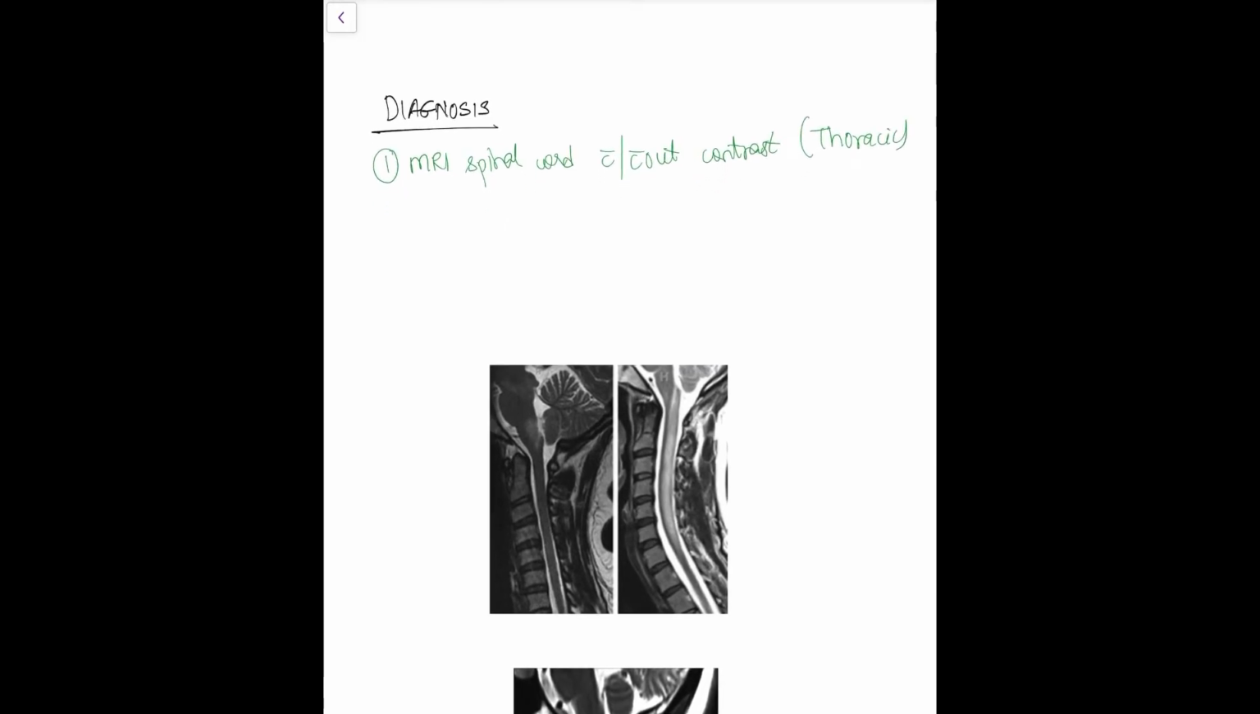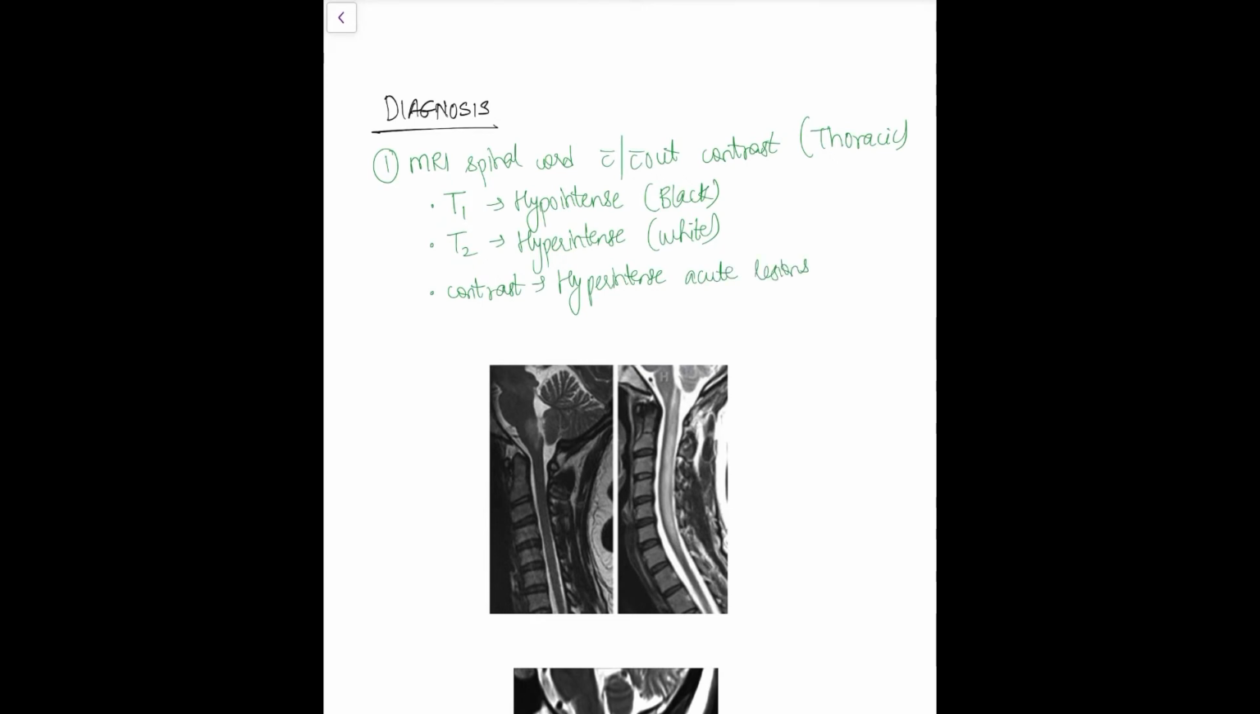And what would you see on an MRI? On a T1 image, you would see a hypointense lesion. Hypointense on T1. On T2, you will see a hyperintense lesion. And with contrast, you can see hyperintensities with acute lesions. What else can you do?